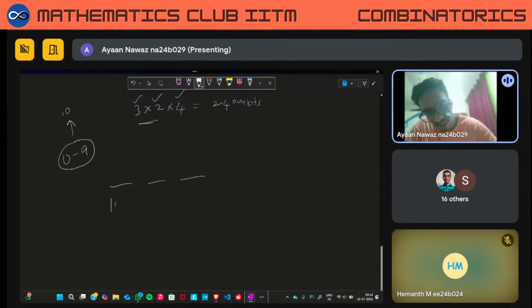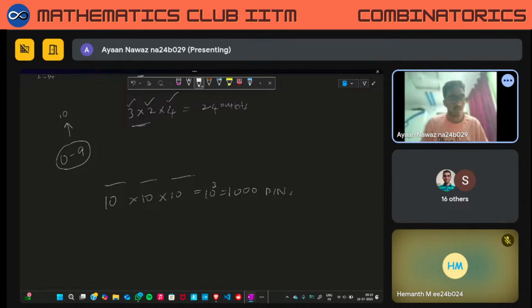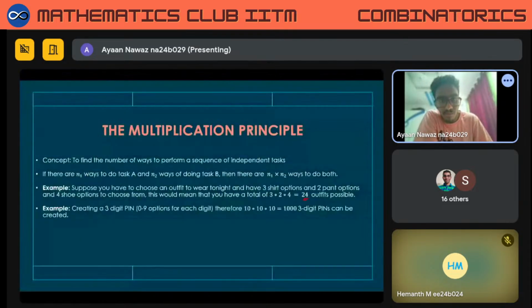So in the first place I can place 10 digits. For each digit placed in the first place, I can place 10 more digits in the second place, and 10 in the third place. That would give me 10 power 3, that is 1000 pins. So that is 1000.